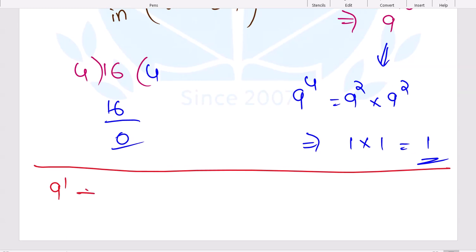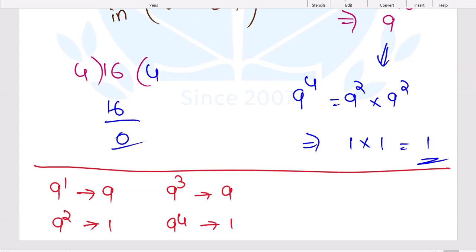9 power 1 is 9. What is 9 square? 81, units place 1. So 9 cube, I don't know. No problem, right? 9 square into 9. 9 square units place is 1, 1 into 9 is 9, so 9 cube is 729. Right. 9 power 4, I don't know, sir. What can you write?